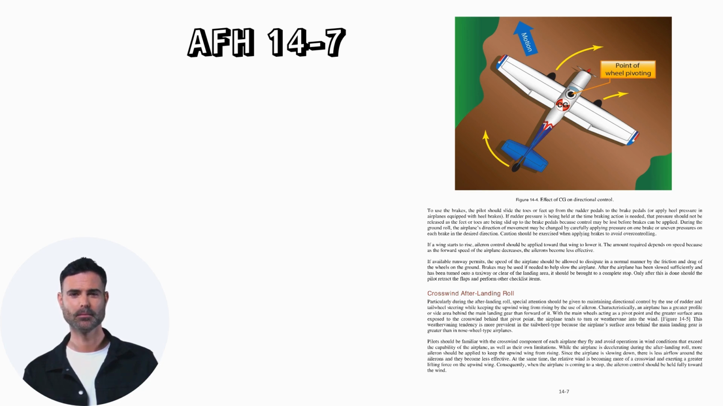During the ground roll, the airplane's direction of movement may be changed by carefully applying pressure on one brake, or uneven pressures on each brake in the desired direction. Caution should be exercised when applying brakes to avoid over-controlling.